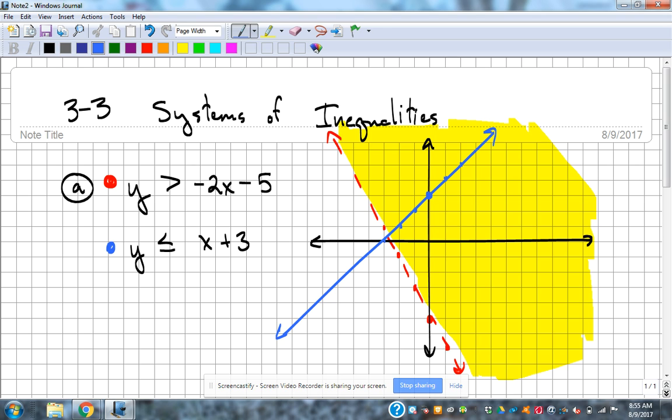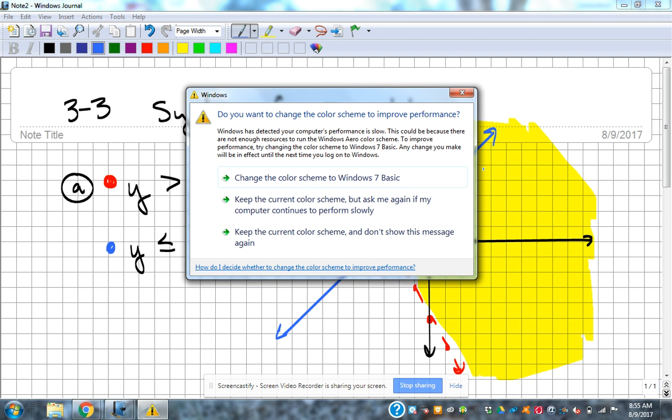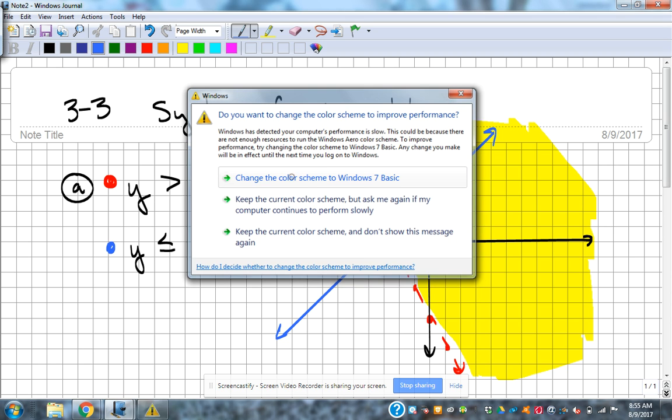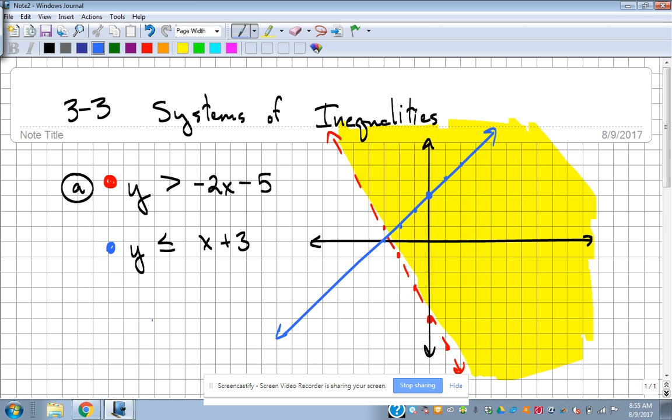Some people teach, if it's less than, you shade below that. But as that line gets more vertical, below gets more blurry. What's below if the line's real vertical? All right. And so I always do a test point. So I'm going to check the origin again because the line's not going through it. If the line's going through it, I can't use the origin. So I can on this one. 0 less than or equal to 3. Is that true? Yeah. So that means I want to shade the side that 0, 0's on because that's true.